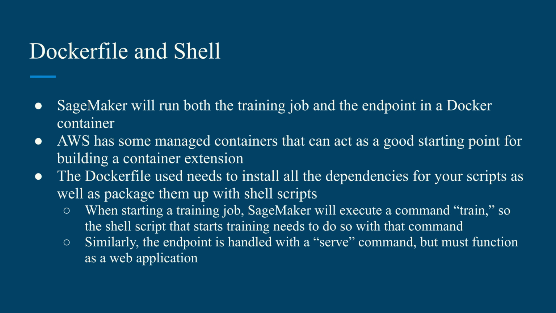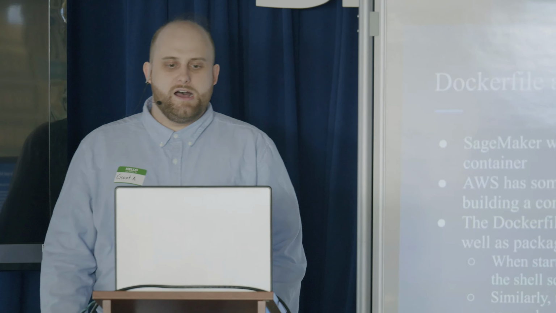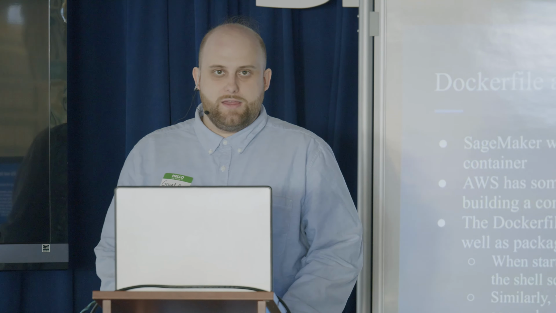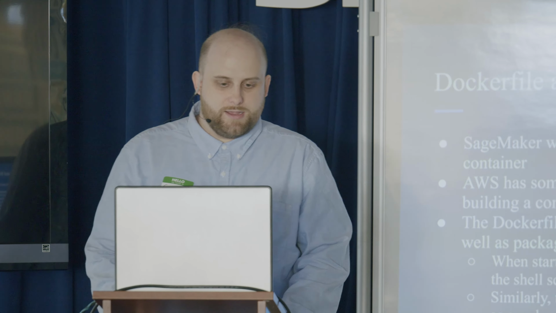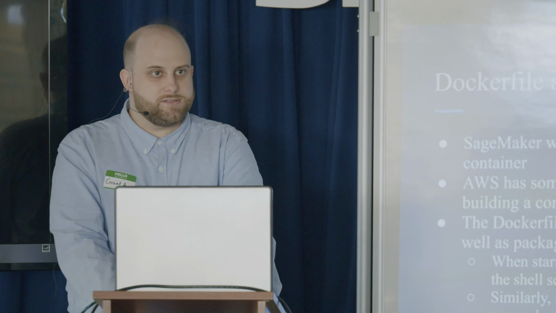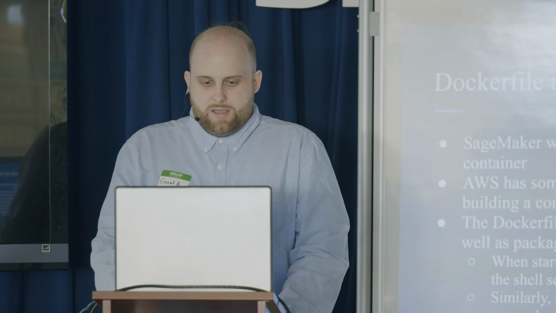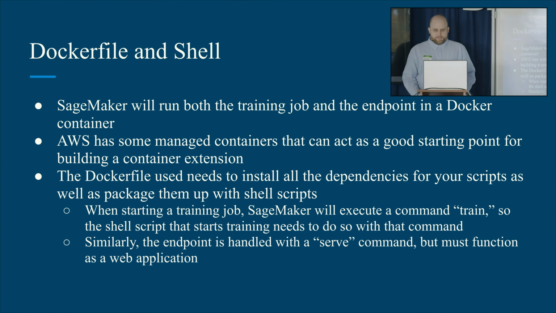So the next thing you're going to need to do is configure your Dockerfile and your shell scripts. This is also when you start putting it together, and where you're most likely to get tripped up. SageMaker is going to run both the training job and the endpoint in a Docker container. AWS does have some managed containers that'll be helpful for this. They can act as a really good starting point usually.